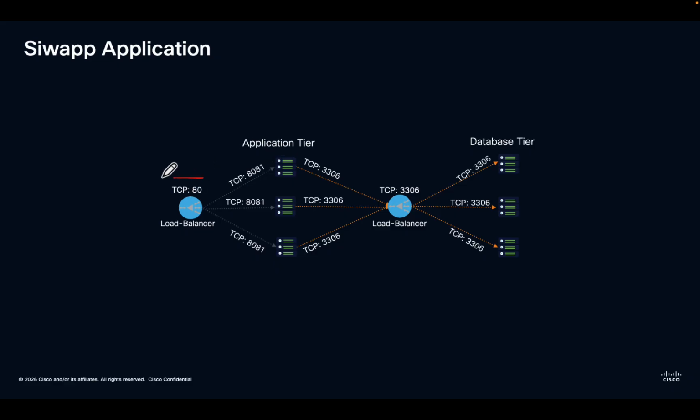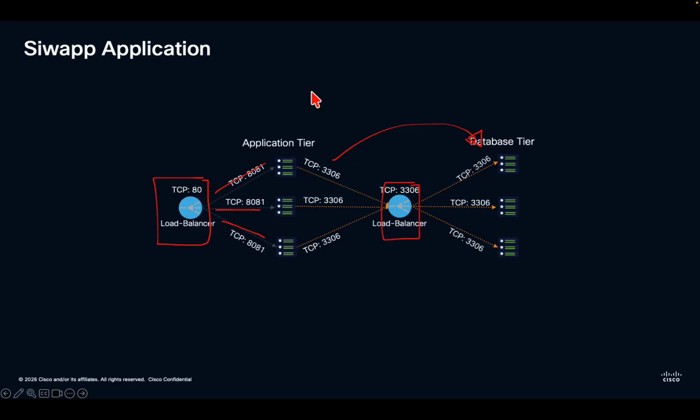And for reference, this is how our SciWeb application is deployed. We have a front end acting as the load balancer, communicating to the application tier, or the business logic of the application, and those workloads then communicate to a database tier that is behind a load balancer in the middle.